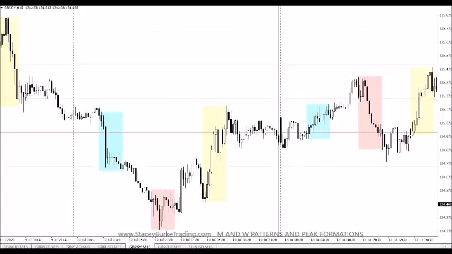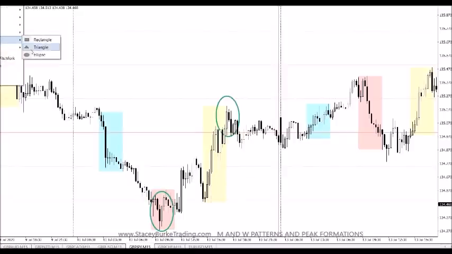Good day, traders. Stacey Burke from Stacey Burke Trading, continuing our discussion on the M&W formations and the peak formations. As we head into the new week, we have a peak formation high at the end of the Friday U.S. close. The market pulls back. We also have a peak formation low from when the low of the day was made, and we have a peak formation low that was established in the U.S. session.